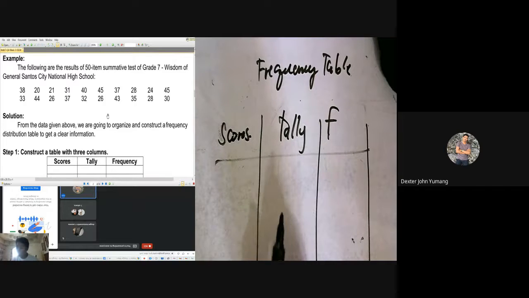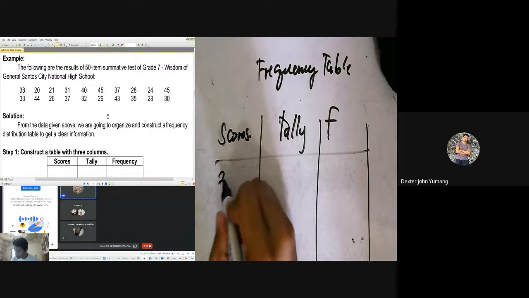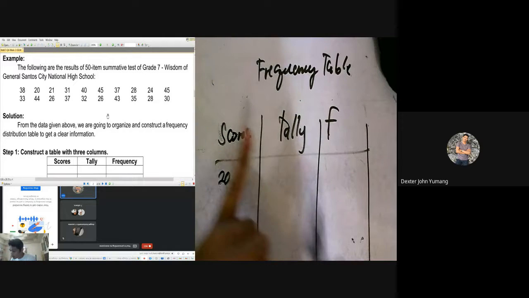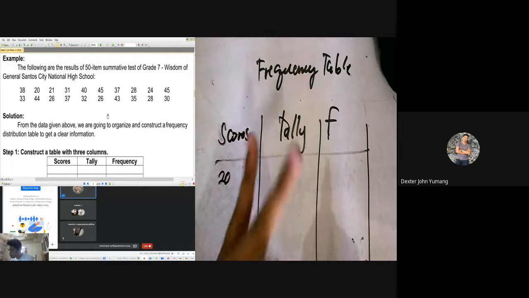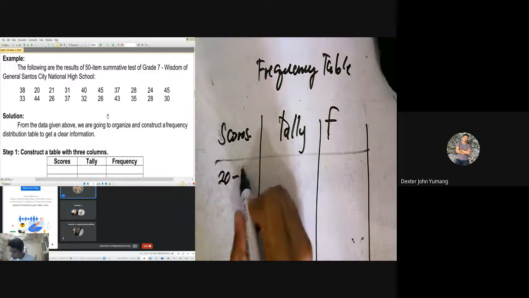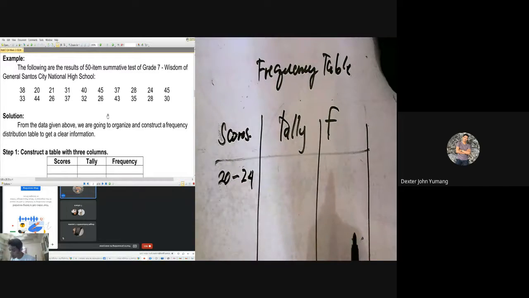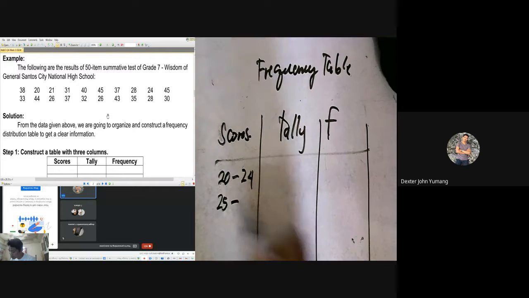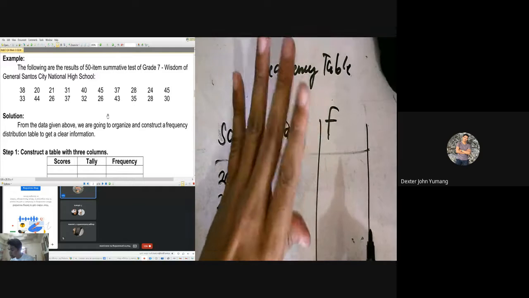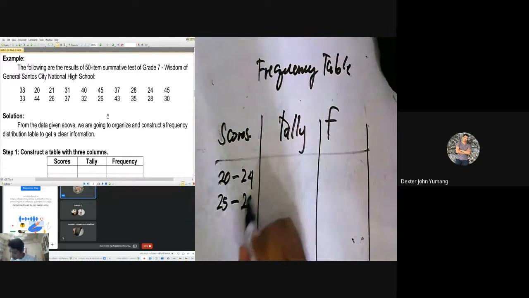The lowest number earlier is 20. So, 20, 21, 22, 23, 24. It is by 5. Next, what follows 24 is 25. 25, 26, 27, 28, 29. Okay? Did you get it?